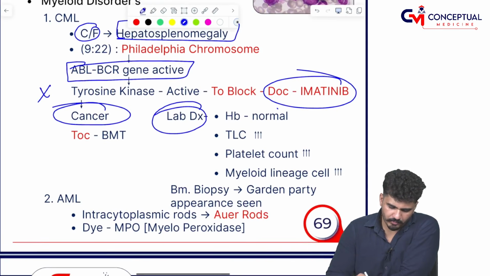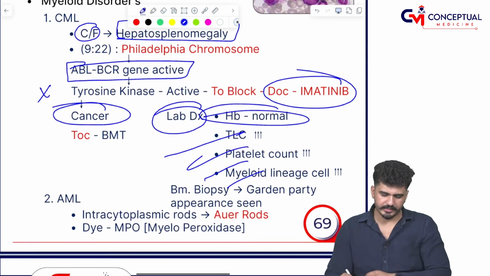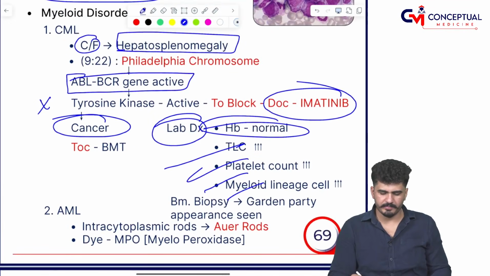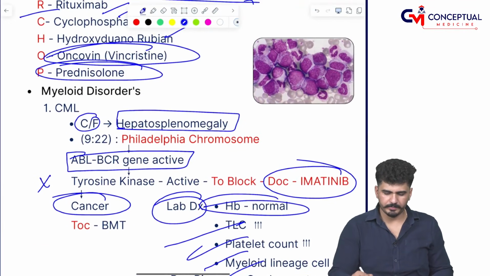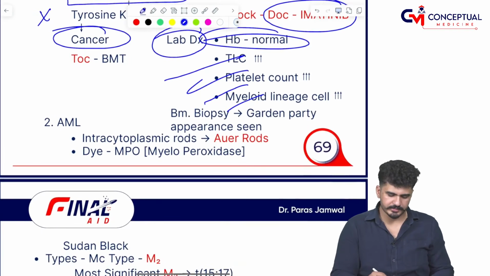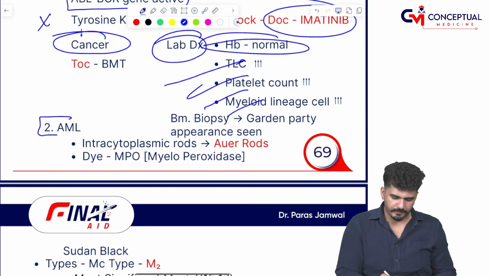Lab diagnosis: hemoglobin is normal, everything else is increased. In bone marrow biopsy in CML, what are you going to see? Garden party appearance. This is garden party appearance, college girl appearance. Okay? Now coming to AML.